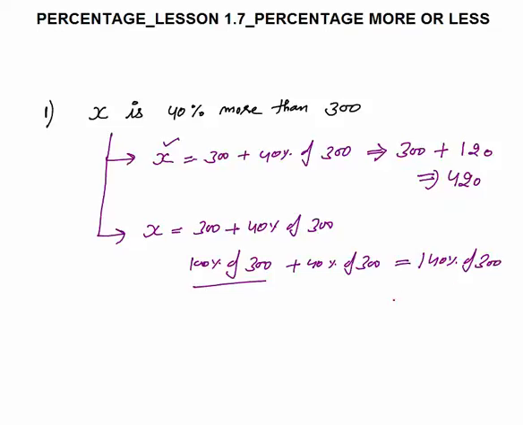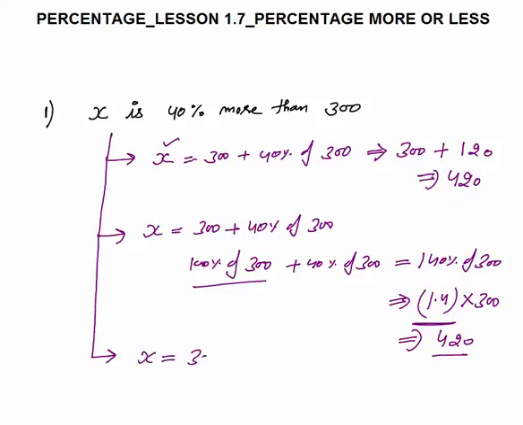Now convert this percentage into a decimal. 140% means 140 by 100, that is 1.4 times, meaning multiplication, into 300. So the answer would be 1.4 times 300, which is 420. This 1.4 is very important. You must know, when 300 is increased by 40%, what will come in the multiplication of 300? 1.4.